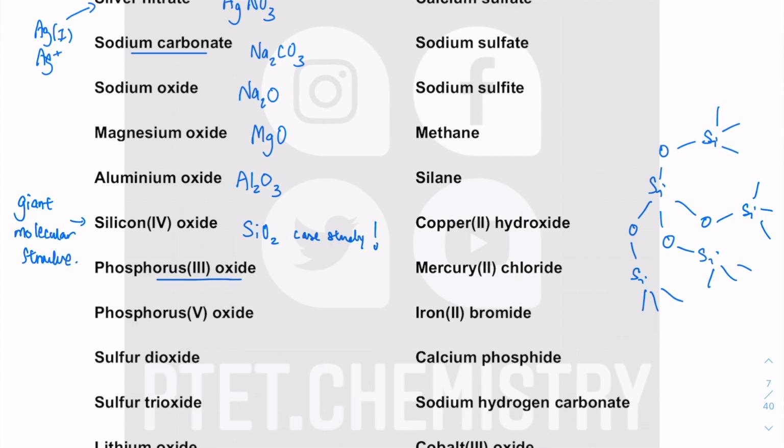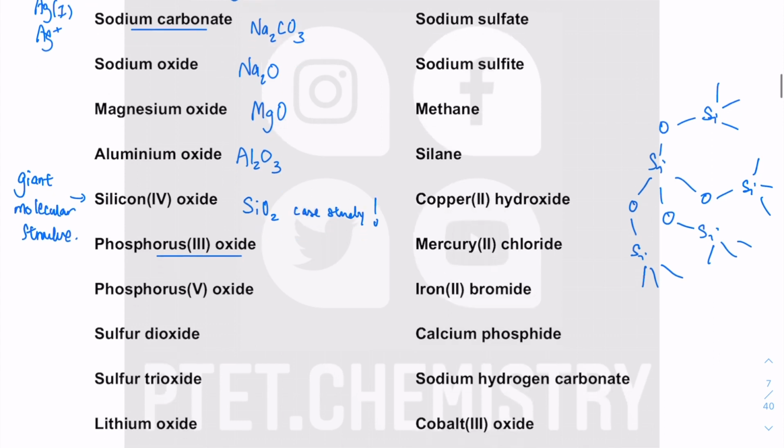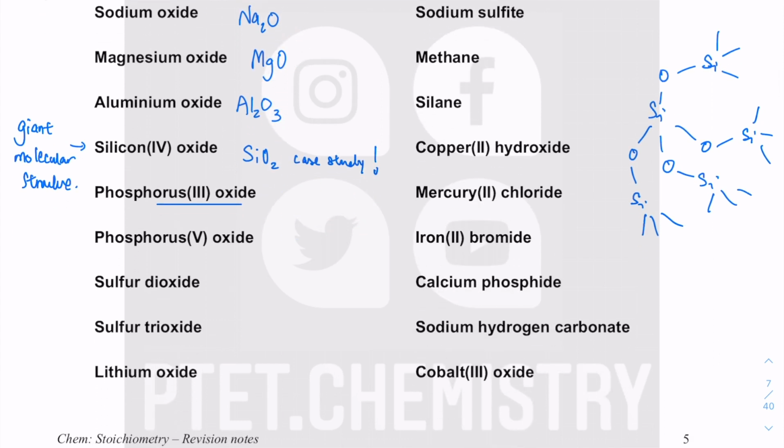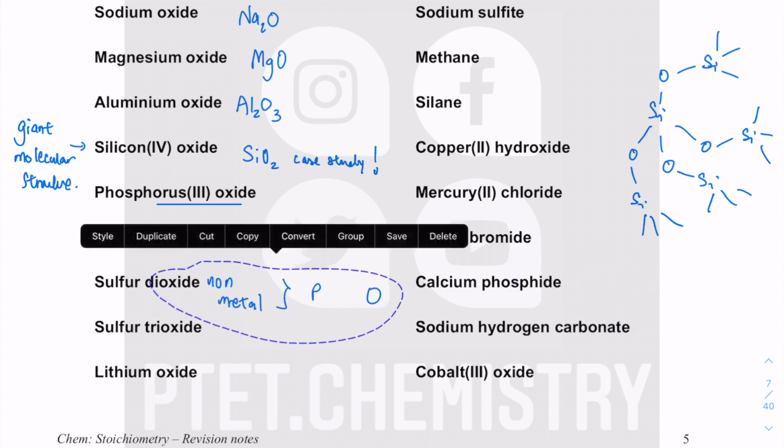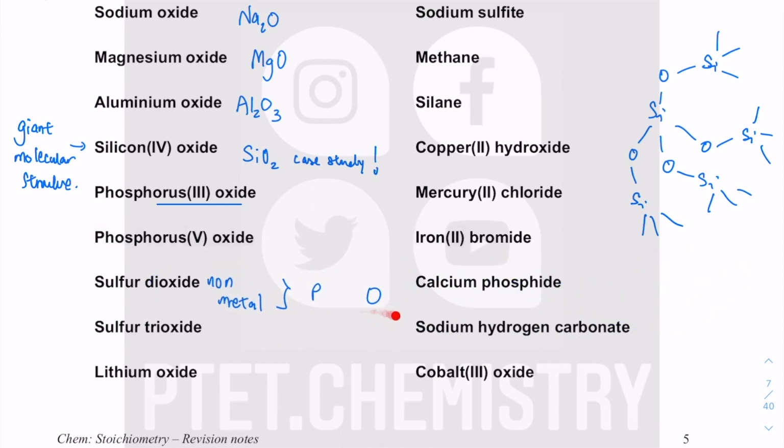Phosphorus oxide, despite the name, you can think of valency. These are non-metal and non-metal. Phosphorus is non-metal, oxygen is non-metal as well. So we do not talk about ionic bond at all, but you can think of valency. I'm talking about valency. I'm not talking about charge. Be very careful, all right?